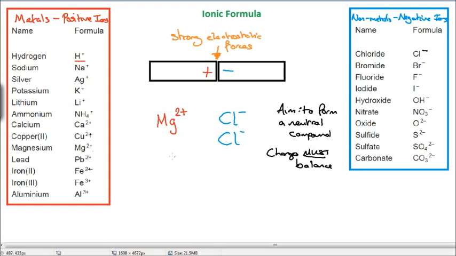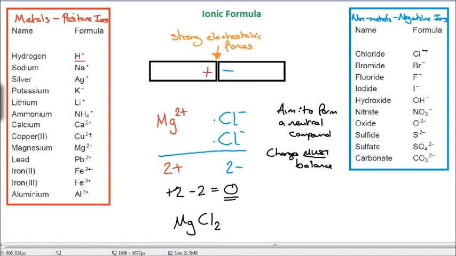So now the overall charges: we've got a 2 minus charge on the right, and we've got a 2 plus charge there. Again, if we do a little bit of basic maths, plus 2 minus 2 equals 0. That's our all important neutrality. So this must mean that the formula is going to be Mg, that's the symbol for it, and we've got 2 of these chlorines now, so it's going to be Cl2. Remember, the number is little and it goes down the bottom, you don't write it at the top. So that's how we write the ionic formula of something like magnesium chloride.